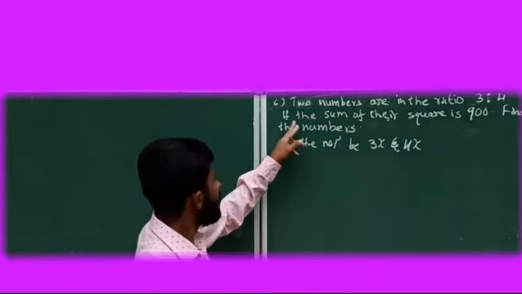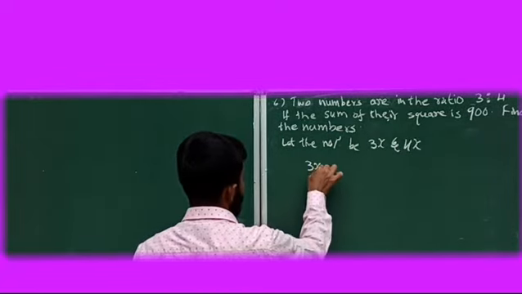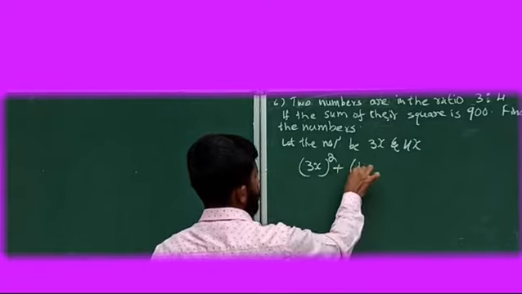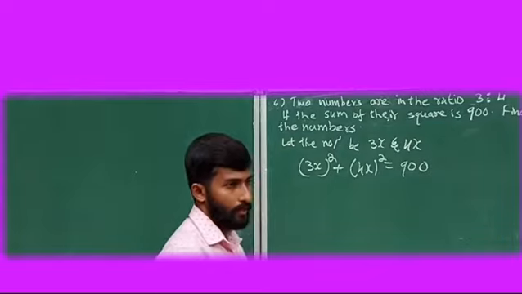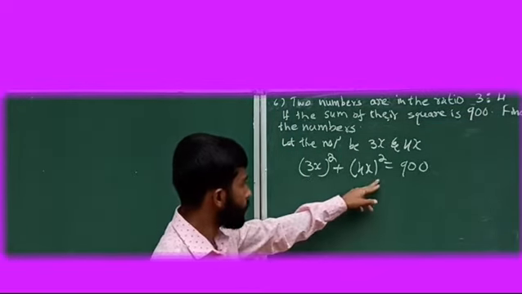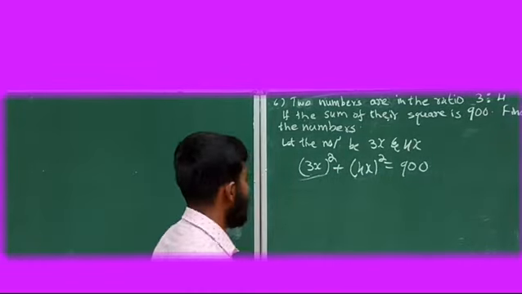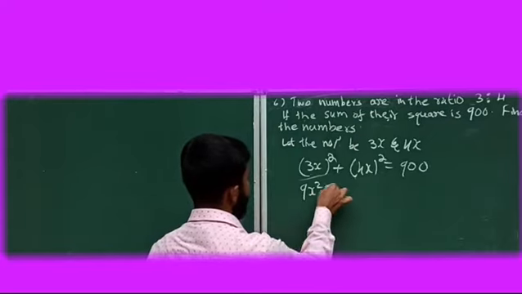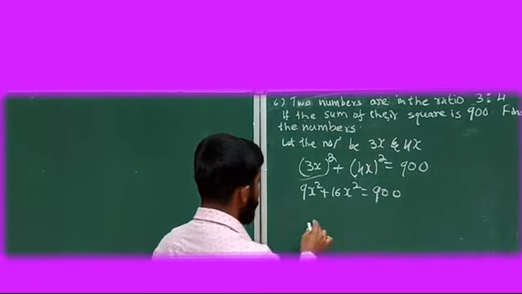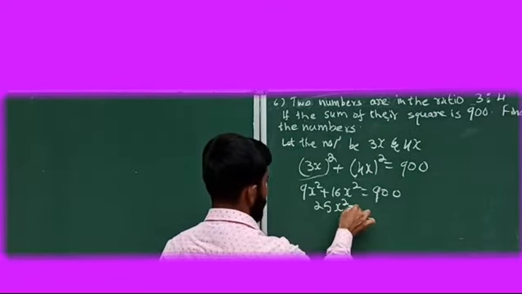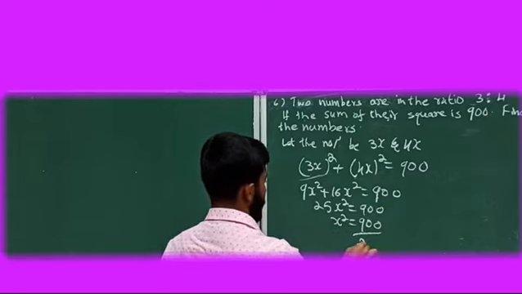Okay, what's the given data? Sum of their squares. That means 3x whole square plus 4x whole square is equal to 900 is given. This is the given data. Sum of their squares, that means first number square plus second number square is equal to 900. If you simplify, 9x square plus 16x square is equal to 900. Again simplify, 25x square is equal to 900. x square is equal to 900 divided by 25.